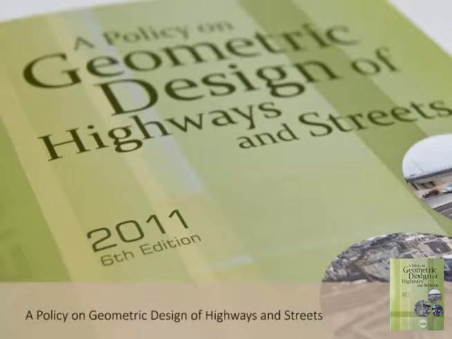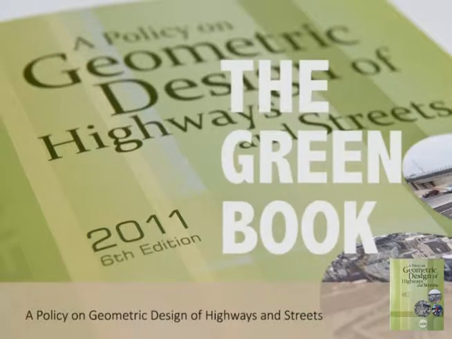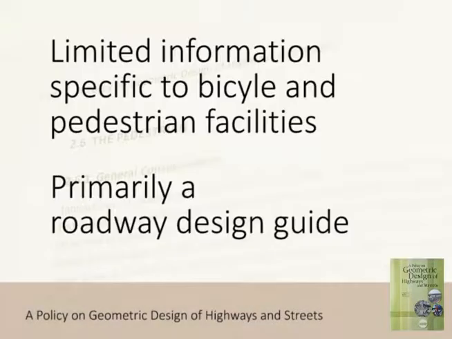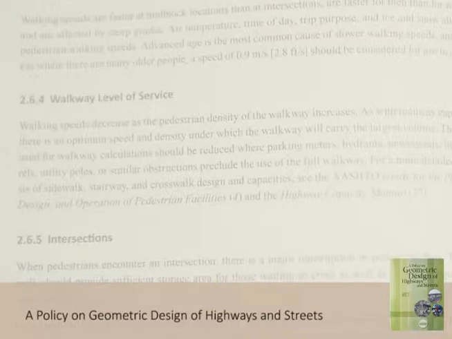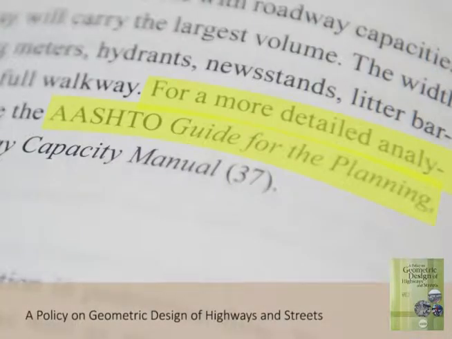AASHTO's A Policy on Geometric Design of Highways and Streets, often referred to as the Green Book, was updated in 2011. This guide contains very little information specific to bicycles and pedestrians. It is primarily a roadway design guide. For bicycle and pedestrian-related topics, it often refers to AASHTO's other publications, which will be discussed next.